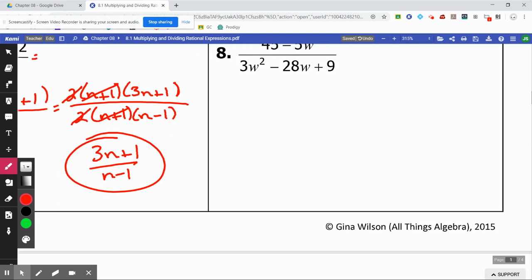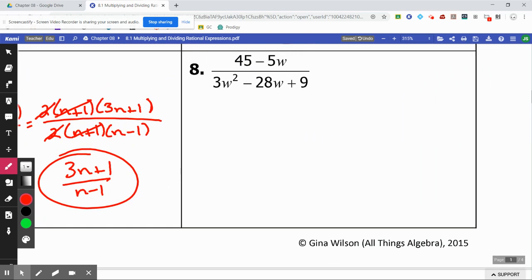Okay, next problem, number 8. On top, we're going to factor out a 5. And you know what? In order to flip-flop these, I'm actually going to factor out a negative 5. Because I notice when I factor these bottoms, I'm going to have the w first. I don't like the w being second.